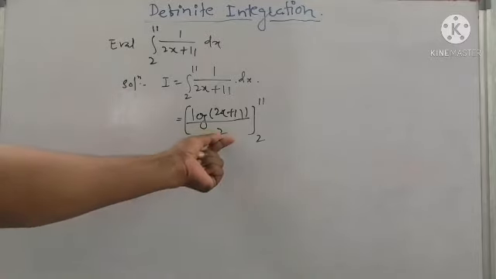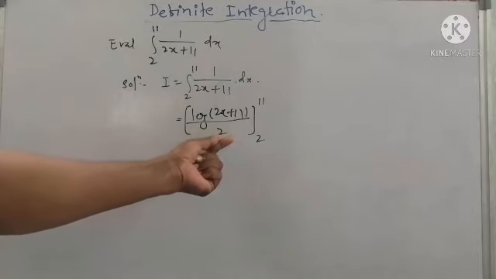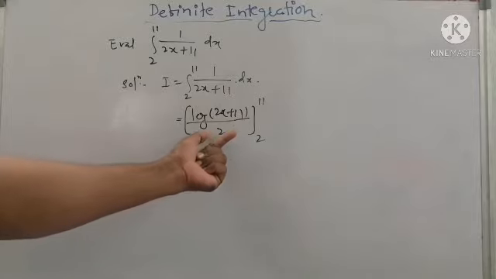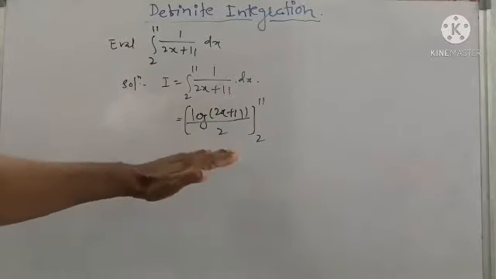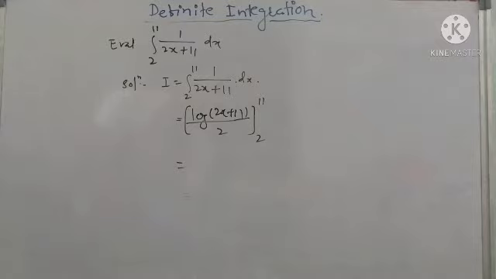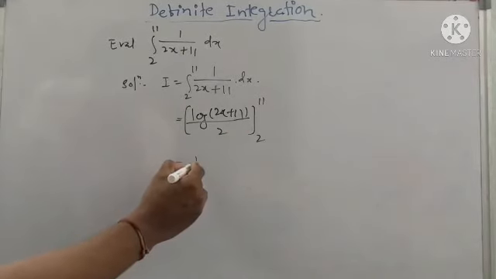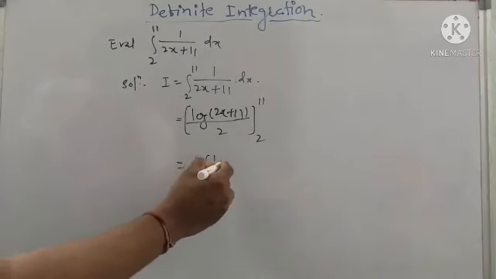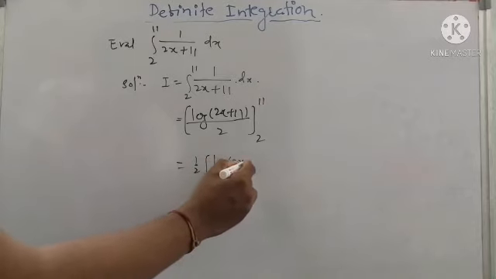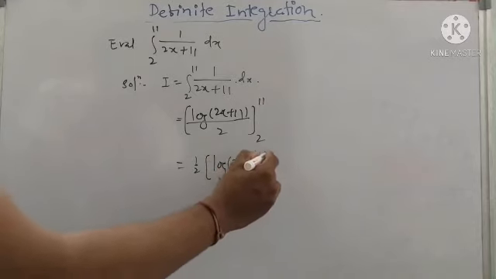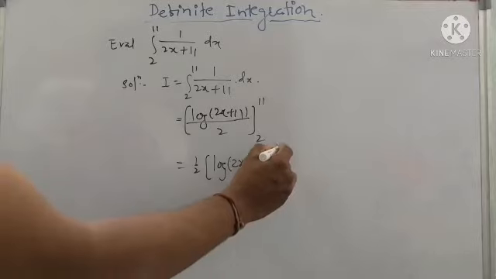So here 2 is a constant, so from now on we take this constant out of the bracket, so we get only the term of x on which we put the limits. Okay, so the 2 is in the denominator, so we take it outside, so we get 1 by 2, and in the bracket we get the term of x only, that is log of 2x plus 11 with lower limit 2 to upper limit 11.